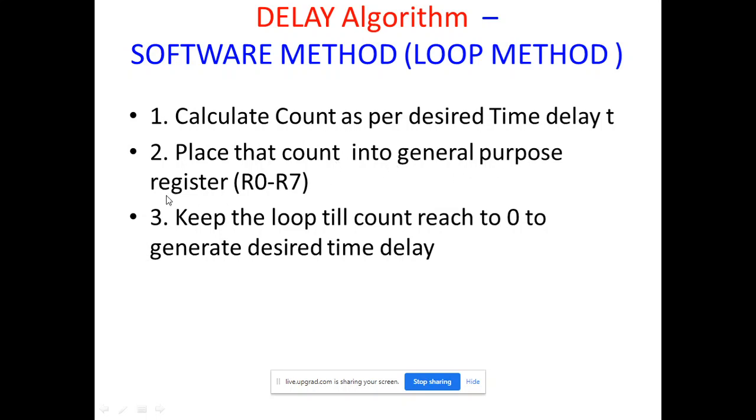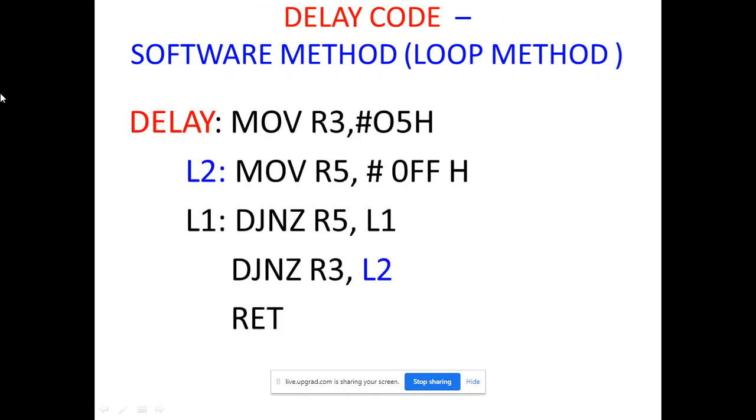In 8051 there are 8 general purpose registers, that is R0 to R7. You can choose any register as per your choice. First place that count into the general purpose register, and every time decrement the count until it becomes 0, to generate that much desired time delay. This is the basic algorithm for delay calculation, and according to that I am writing the code.